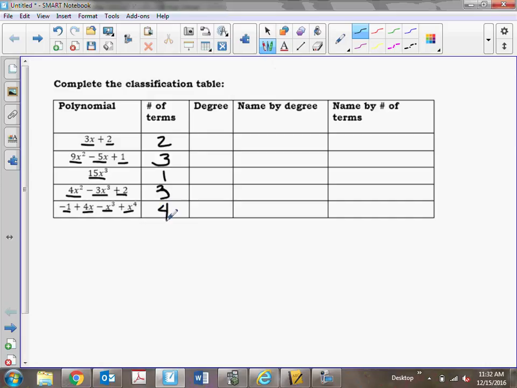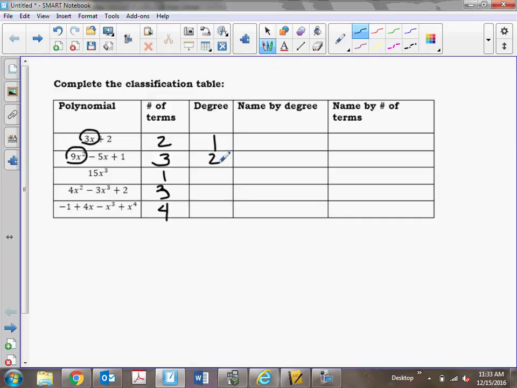Next thing we want to identify is the degree. The degree is the highest exponent in the polynomial. It is the highest exponent in the polynomial. So if I take a look at that first one, the highest exponent goes with this 3x. Even though I don't see it, there is an implied degree of 1 or exponent of 1 here. The next one, the highest exponent or the highest degree, is that 9x squared. So this has a degree of 2 because 2 is the exponent.